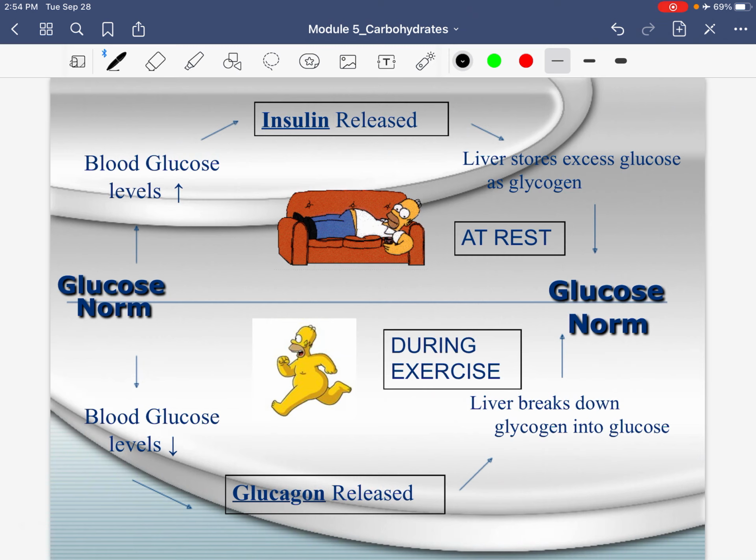This could also be the case at rest and during exercise. At rest, typically, your blood sugar goes up. So you should know that, right? At rest is this side. At rest, your blood sugar goes up. Your muscles aren't picking it up to be used, so it just circulates in the blood. This is when insulin is more likely to be released.